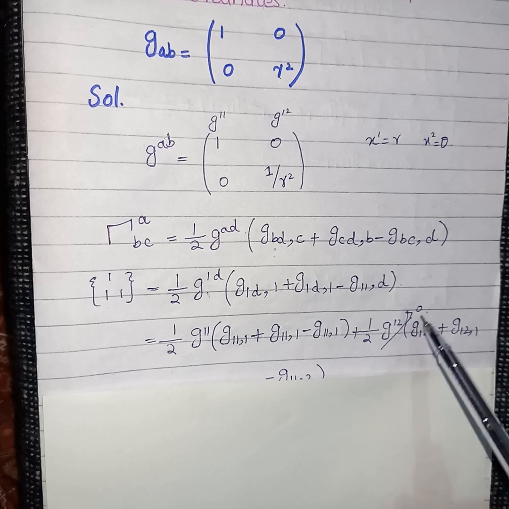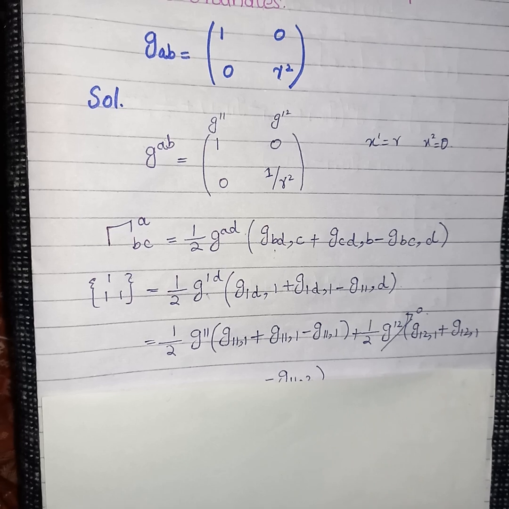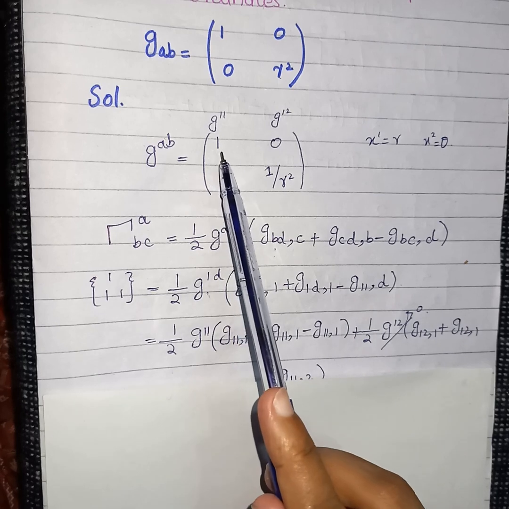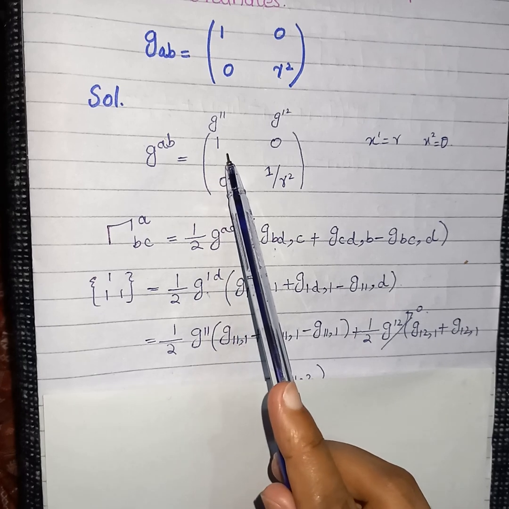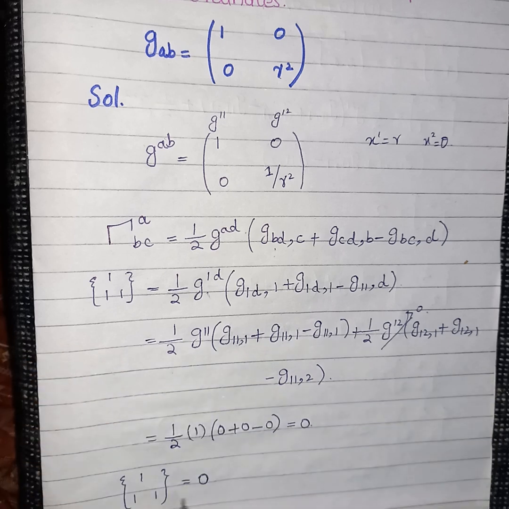So g12 is equal to 0, so this whole term vanishes, and here g11,1 actually represents the partial derivative of g11 with respect to 1, and g11 is equal to 1, so its partial derivative with respect to r is equal to 0. So gamma 1 1 1 is equal to 0.